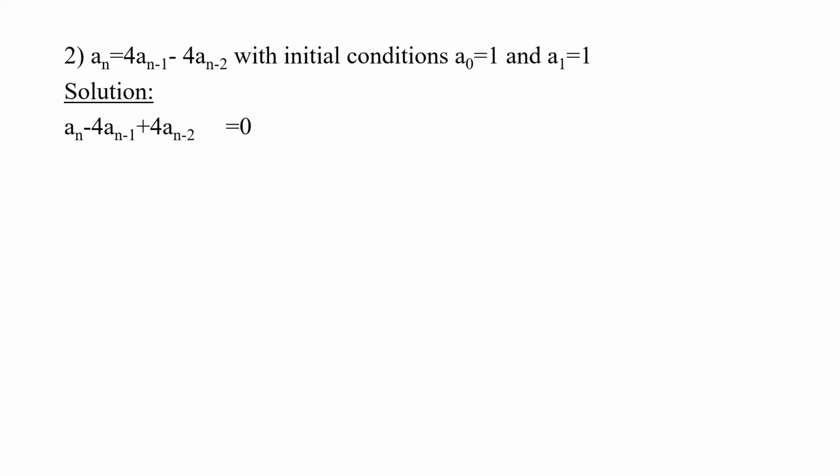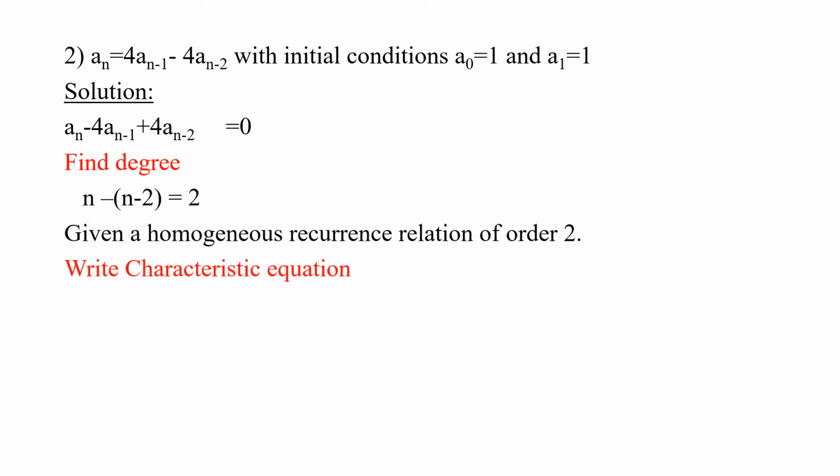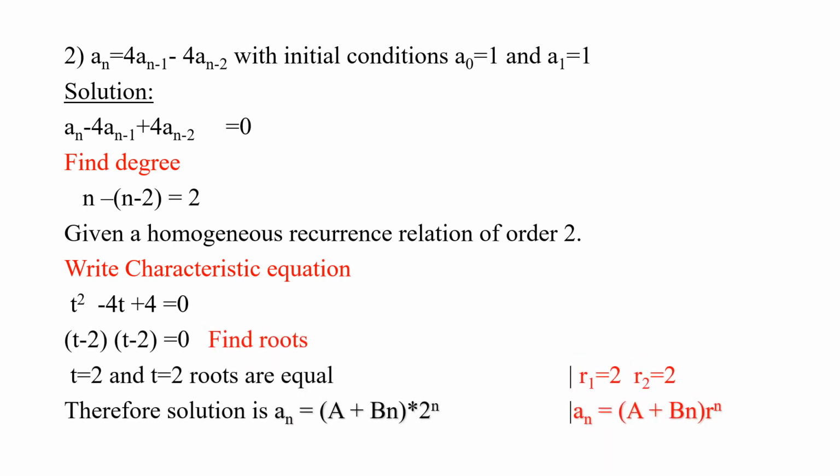To solve the second problem, we will be following the same procedure. Write it as a homogeneous recurrence relation, find the degree, then write the characteristic equation, find the roots, then find the solution. Because the roots are equal, the solution a_n can be written as (a plus b into n) into 2 raised to n.